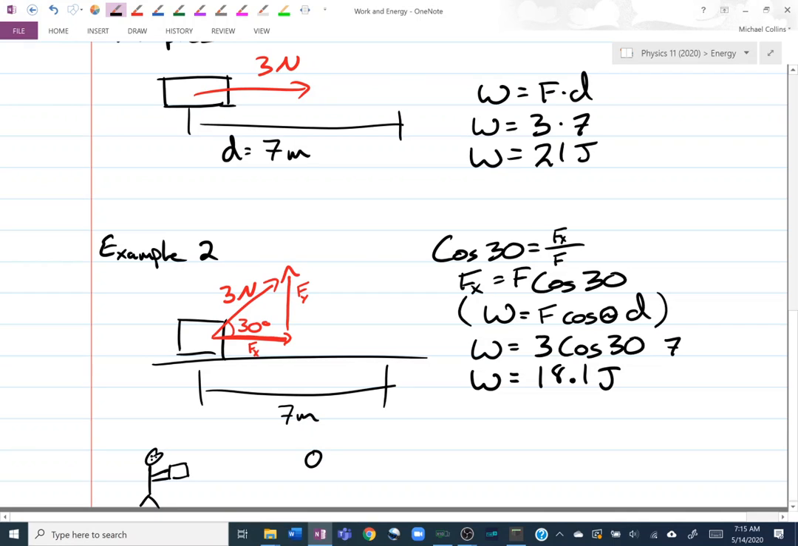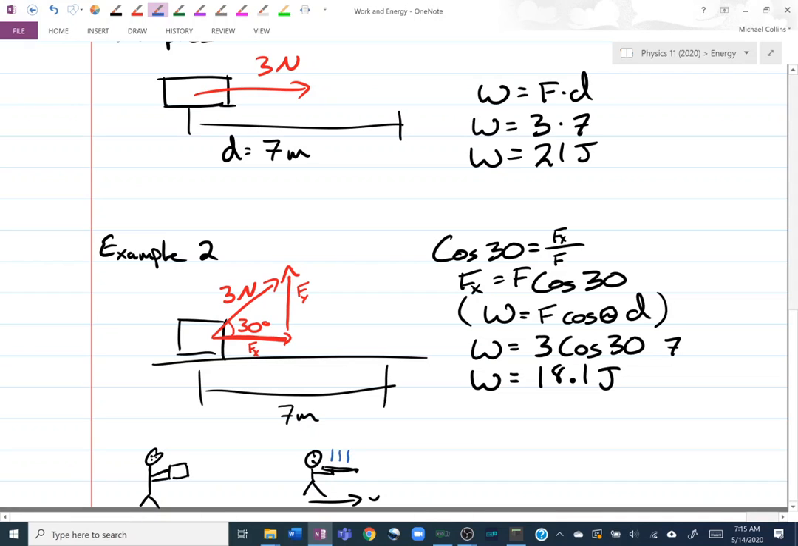We can also look at, and this one is quite similar, a waiter walking across a room holding a tray of food with some velocity. A happy waiter walking across with a tray of food.